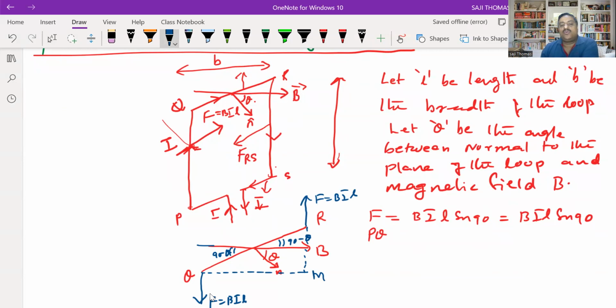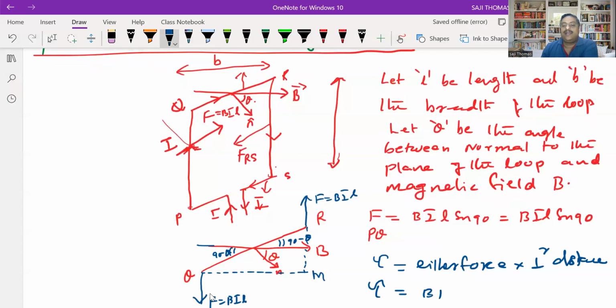So how will you find out torque? Torque is equal to either force, magnitude of either force into perpendicular distance between the forces. So torque equals, what is either force? F into QM, perpendicular distance.